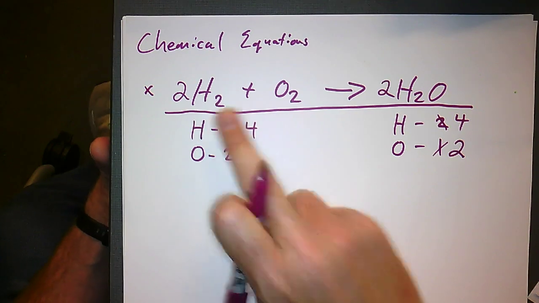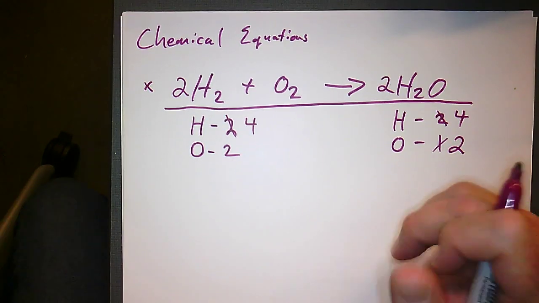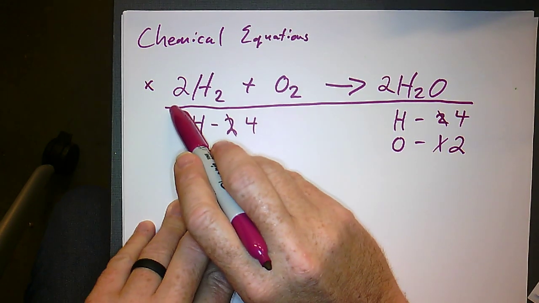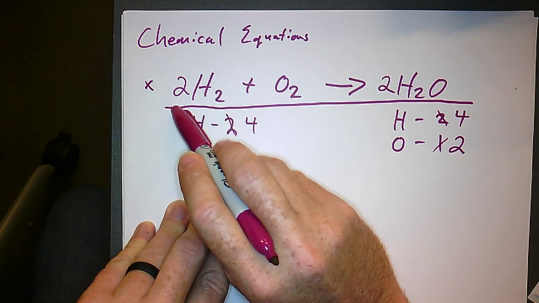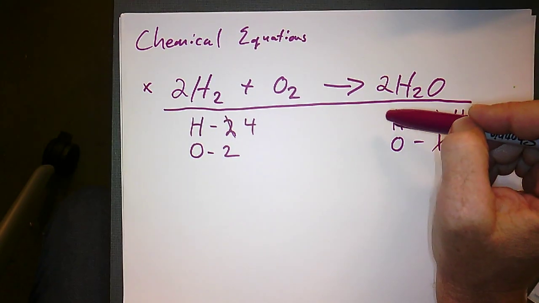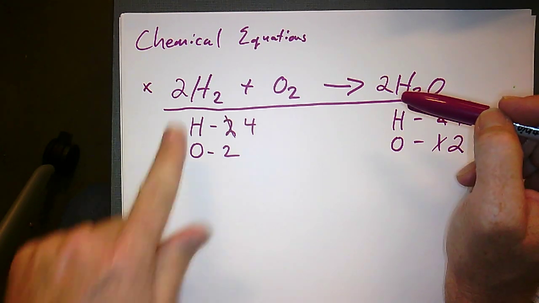Now, we're talking about individual atoms or individual molecules, but if you remember, the mole is just a whole bunch of molecules, right? So this also would mean 2 moles of H2 plus 1 mole of O2 gives me 2 moles of H2O. Question? Why did we multiply the hydrogen on the left side by 2?